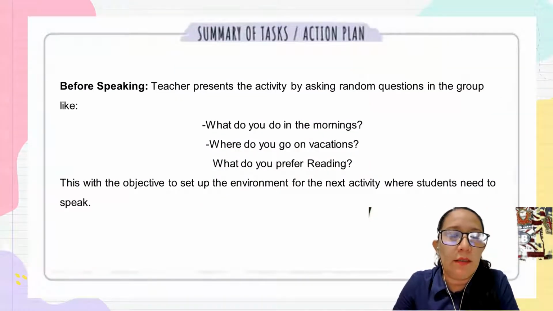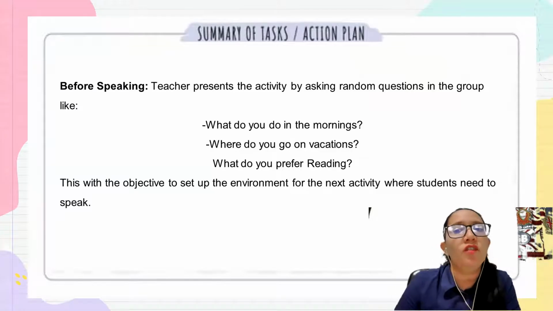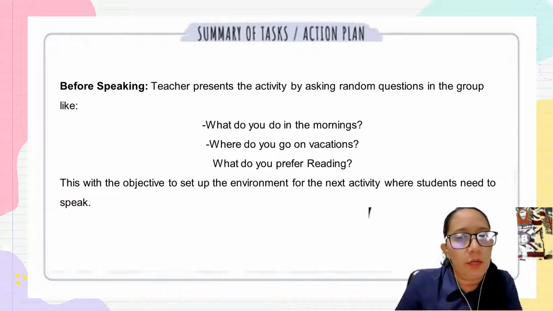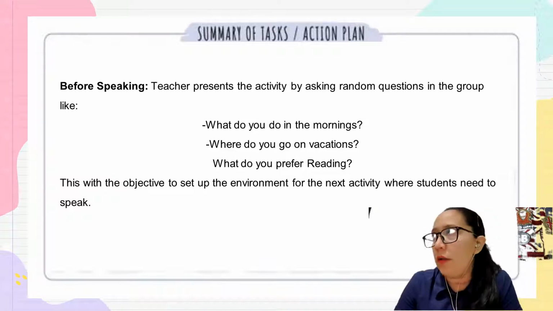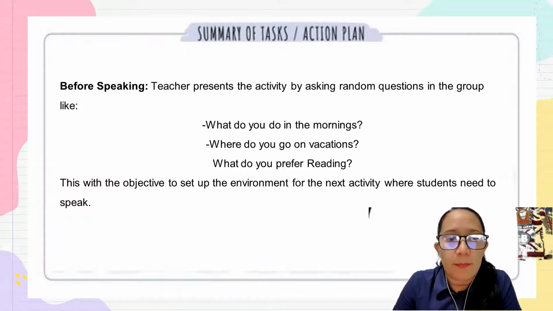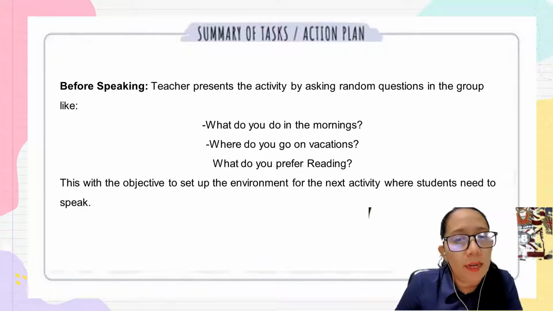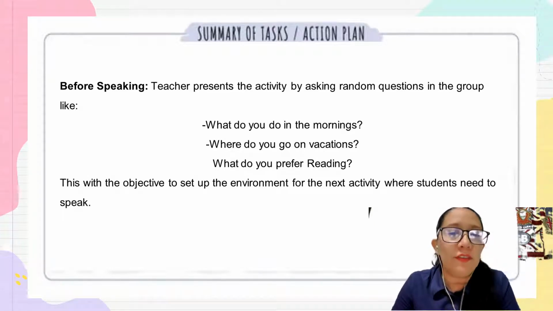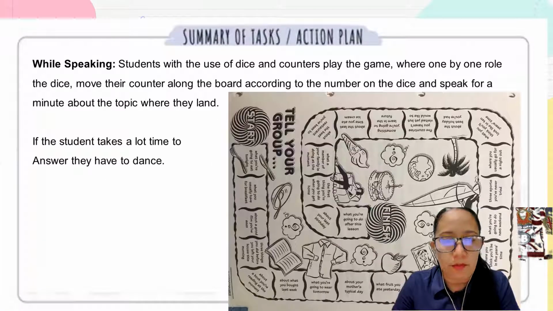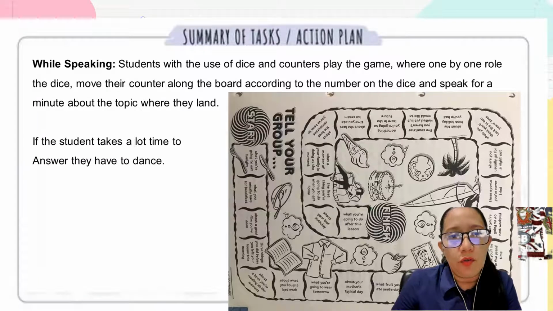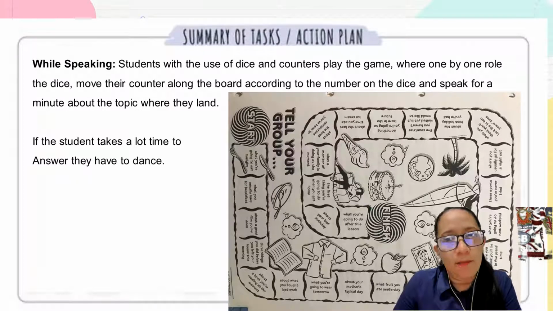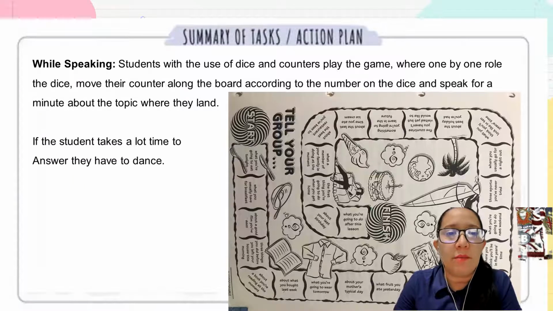Before speaking, the teacher presents the activity by asking random questions to the group like, what do you do in the mornings? Where do you go on vacations? What do you prefer reading? This is with the objective to set up the environment for the next activity where students need to speak. So, this is the activity. With this little game, students will use the dice and counters to play where one by one they roll the dice and move their counters along the board according to the number on the dice and speak for a minute about the topic where they land.